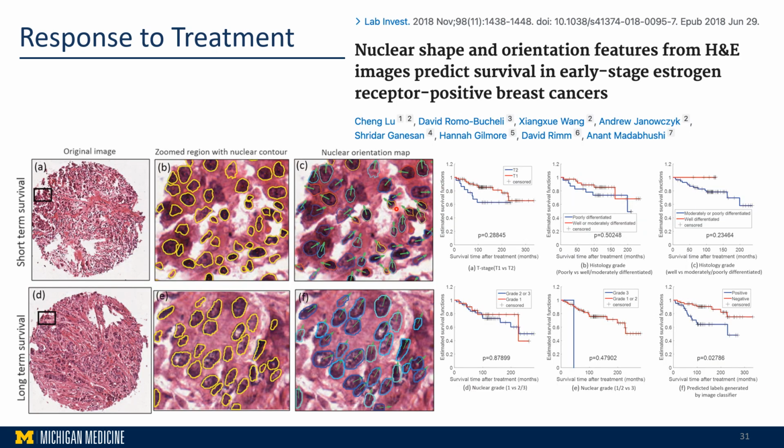These investigators were able to predict the outcome of ER-positive breast cancer patients by evaluating nuclear shape, orientation, and spatial relationships. These are things that we don't typically do with our own human eyes that might be possible with these tools.